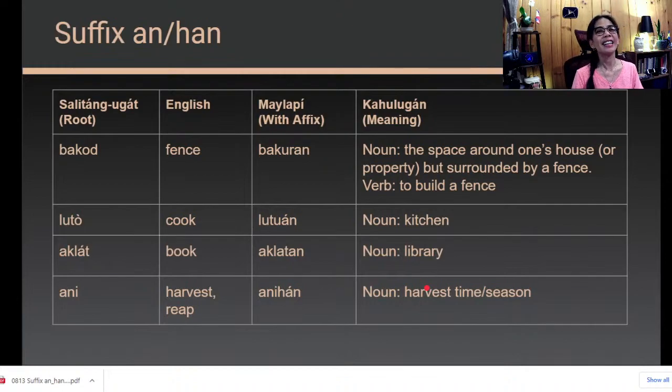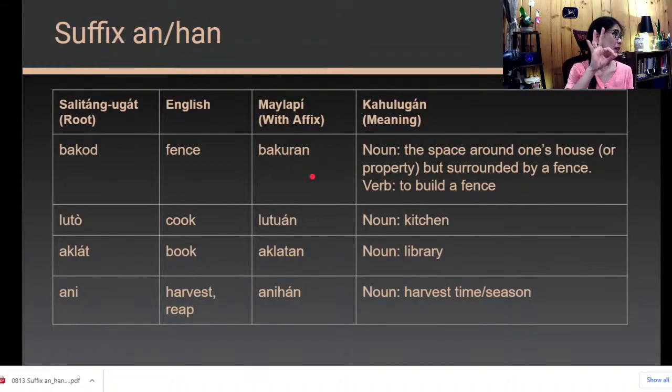Okay, let's see. Now, I'd like to proceed, and if you just got in the middle, maybe later you're going to replay this video. Bakod has always been my example even before. Do you remember the meaning of bakod, Bruce? Yes, bakod means fence. And then we want to apply the suffix an, so you would say bakuran.